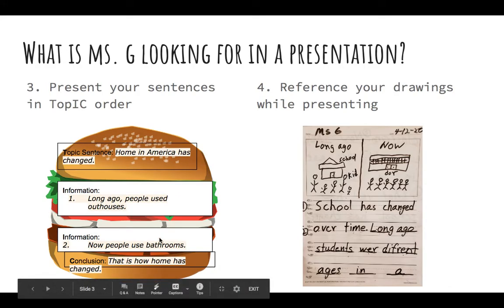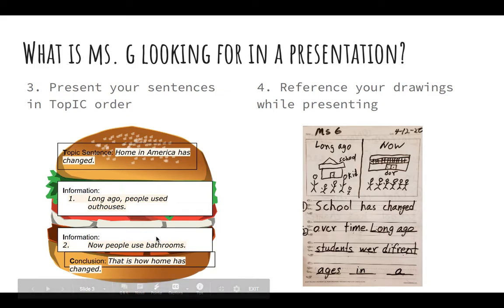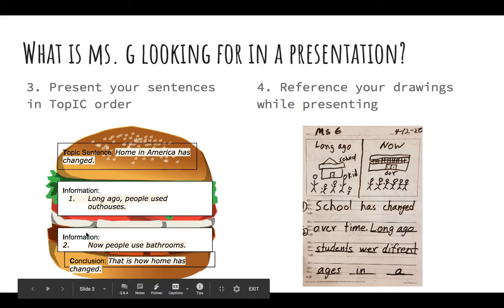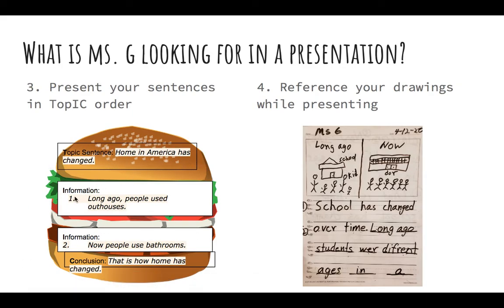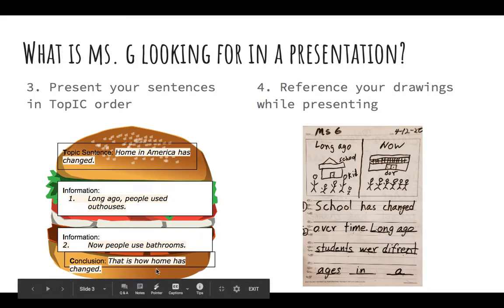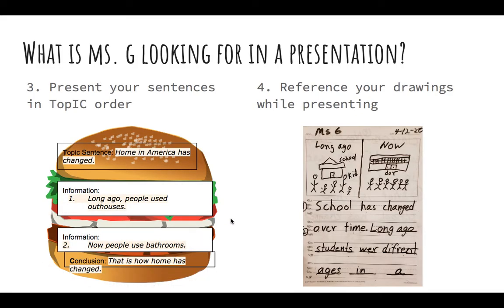Exactly like that. I don't want to see something different. I don't want you to talk about something different or say, long ago people used outhouses. Home in America has changed. That's how home in America has changed. Now we use bathrooms. The topic sandwich would be all over the place if we said it that way, okay? So you have to say your topic sentence, your information, and your conclusion, just the way you wrote it.